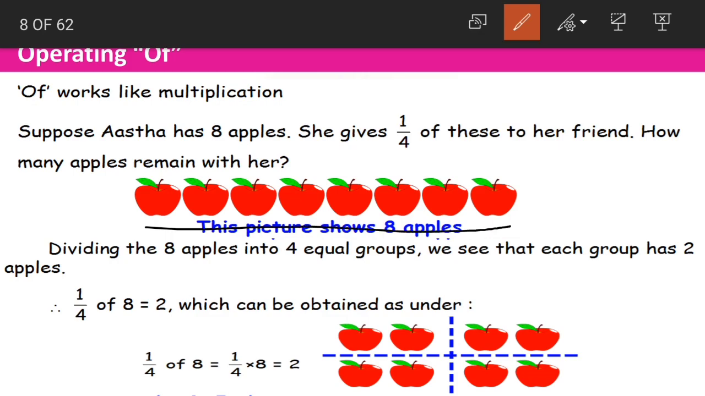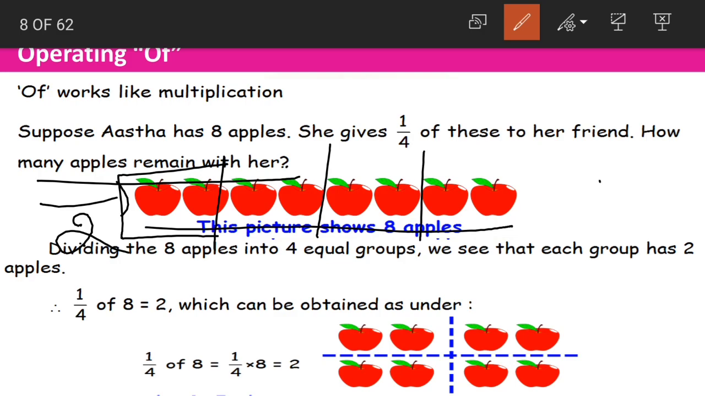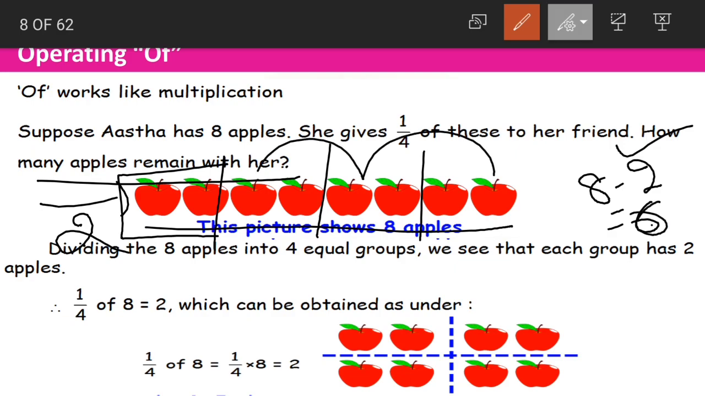Now we are given 8 apples. We have divided into 4 equal parts, and of it one part is equal to 2. So she gave away 2 apples. And how many are remaining with her? 8 minus 2 is equal to 6. Yes, she had 8 and she is remaining with 6 apples.